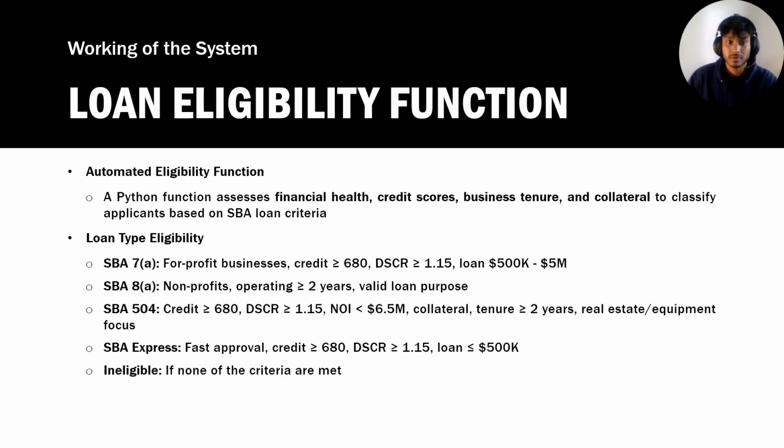And we were also provided with the loan eligibility function by Parlay Finance, but later on we got to know that there were a lot of flaws in that function. So we built an automated eligibility function, a Python function, to assess financial health, credit scores, business tenure, and collateral to classify applicants based on SBA loan criteria. And these were the following loan types and the eligibility criteria.